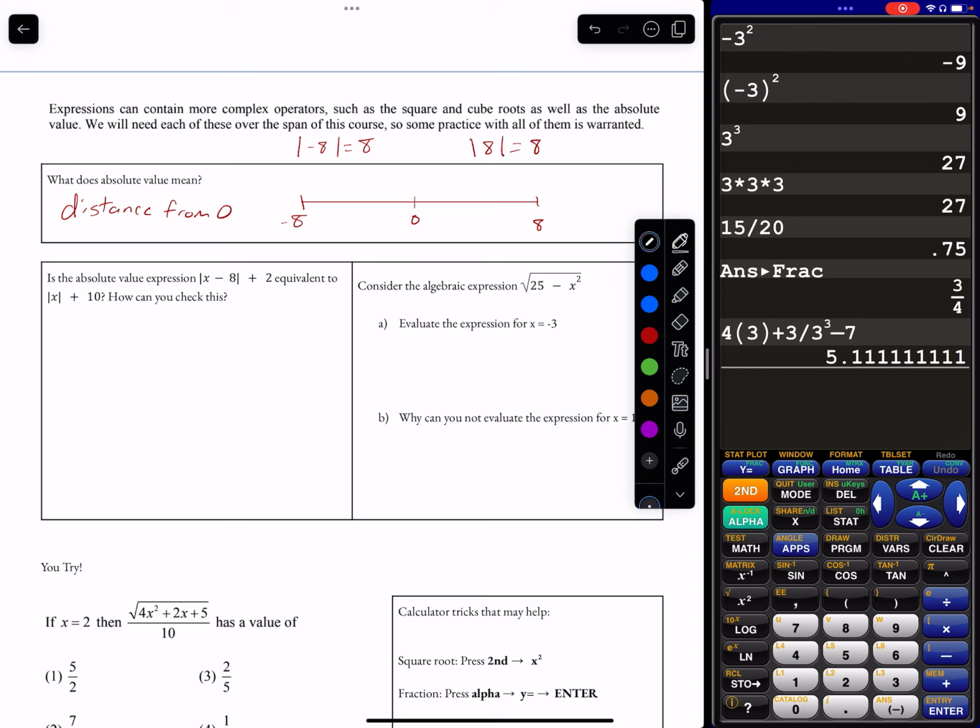And why do we know that that's true? It's because we are 8 steps away from 0, even though it's negative. And if it's positive, it's very easy. It's pretty straightforward. That's 8 spaces from 0.